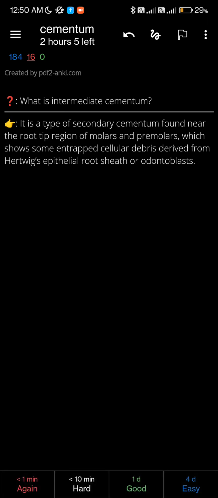So what is intermediate cementum? Intermediate cementum is a secondary cementum found near the root tip region of molars and premolars, which shows some entrapped cellular debris.